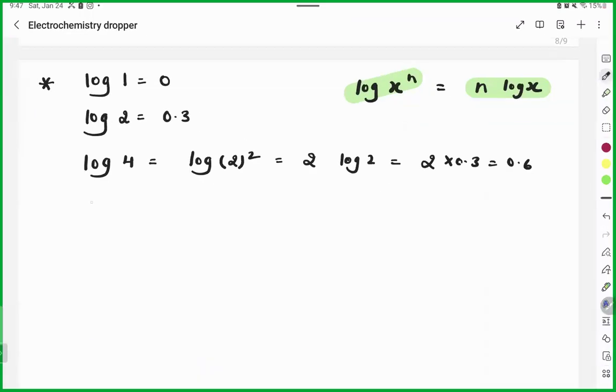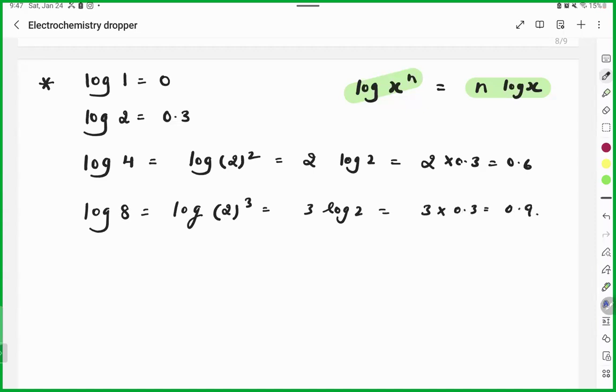Tuhina, tell me what will be the log 8 value? It's log 2 to the power 3. So 3 log 2. 3 into what is the log 2 value? It'll be around 0.9, sir. Yes. Correct. So, Jordan, if log 2 value is 0.3 and log 4 value is 0.6, what will be the log 3 value approximately?